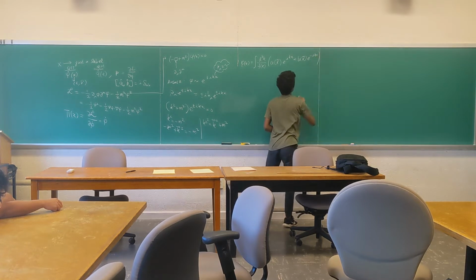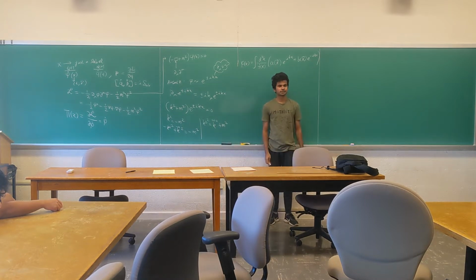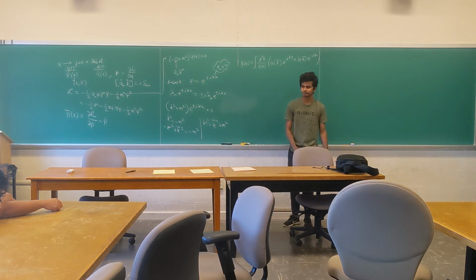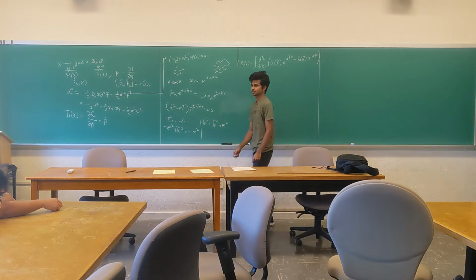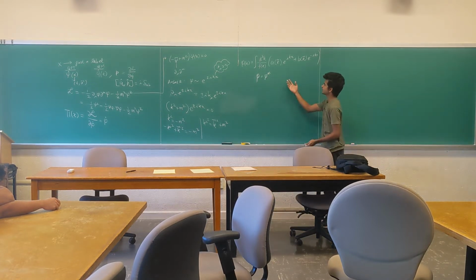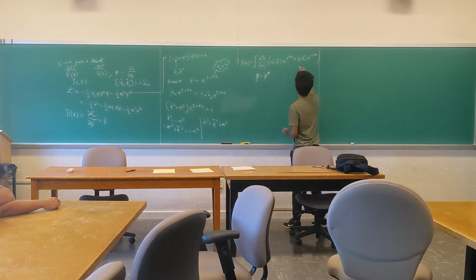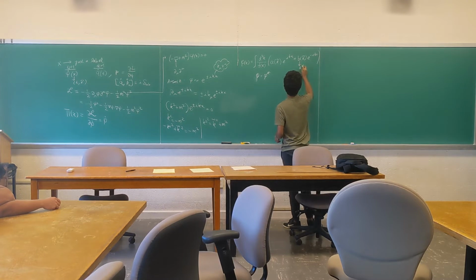Now, this A and B are related in some fashion. What's the relation and why? Reality condition. We have phi equals phi star. If I take the star, this guy flips sign, and then A star and B star. So we must have B equals A star. So this is the same as B star.